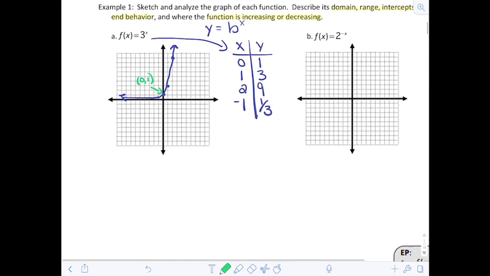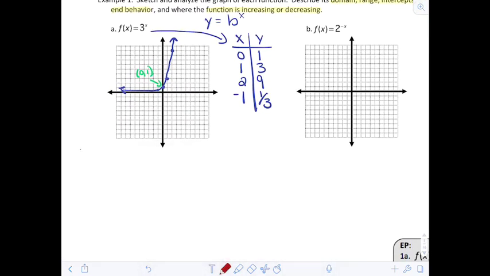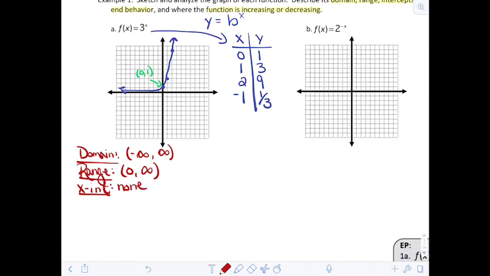All right, so as we look at this graph now and we look at the characteristics, our domain will be everything from negative infinity to infinity. Our range will always be positive, so from 0 to infinity. Then we have our x and y intercepts to look at. As far as an x-intercept, there isn't one. We're never going to get 3 to the x to have a value of 0. But as far as our y-intercept, when x is 0, we know that's always 1. So we have 0, 1 for the y-intercept.